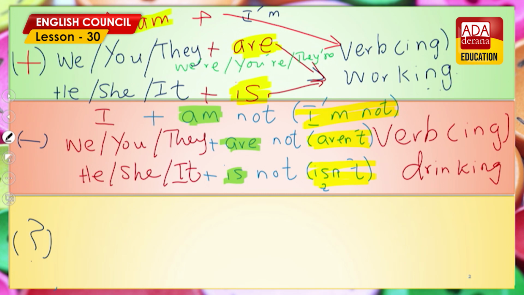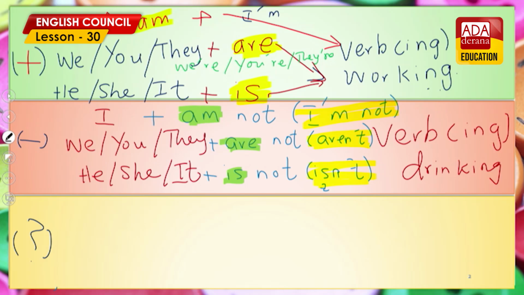No, you need to pay attention to this am, are, is. That's a must. Okay, let's start. Verb walk. I'm not walking. We aren't walking. You aren't walking. They aren't walking. He isn't walking. She isn't walking. It isn't walking.